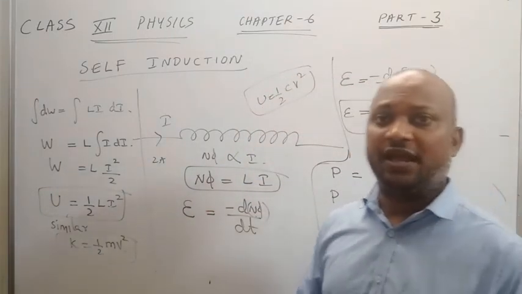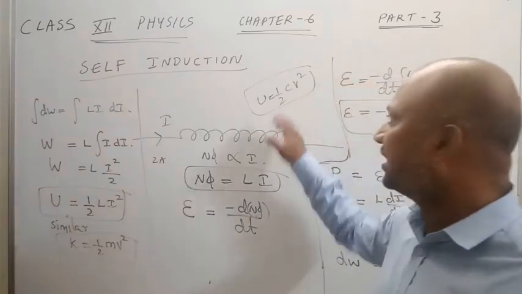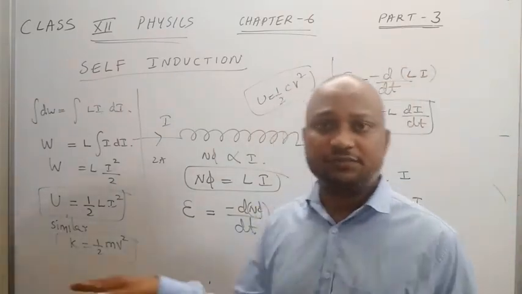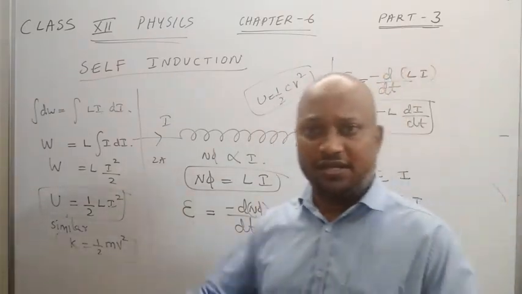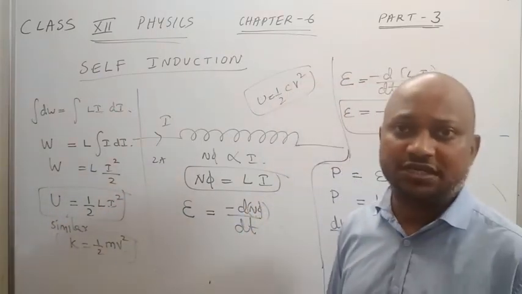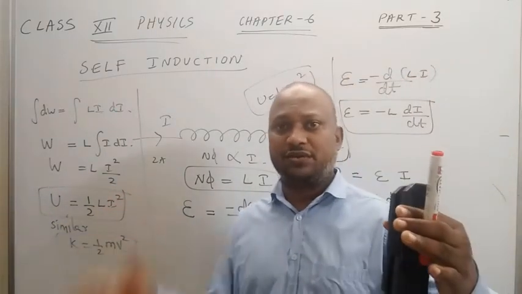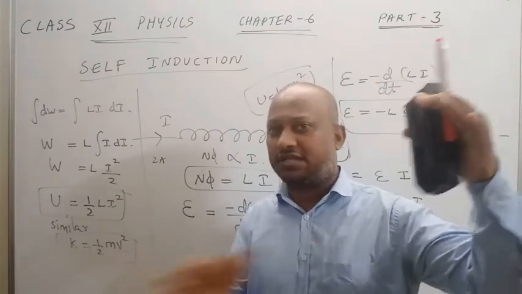So charges are there, and due to the charges it has a potential energy half CV square, because there is an electric field existing between them, and there is a potential difference existing between them due to the charges. Positive charge and negative charge, so negative potential, positive potential. So anyway there is a potential difference.